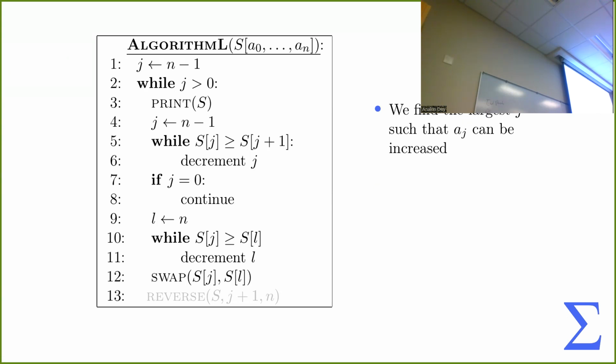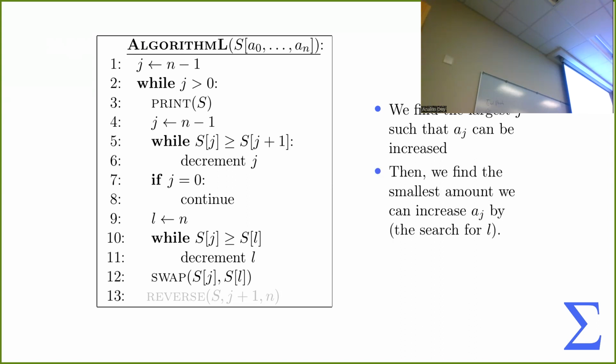So the second half, which is the bulk of the code, is searching for J's and L's. We want to find the largest J such that A sub J, the actual element that we're looking for, can be increased, that we can push it up a bit. That's what the while loop on 5 and 6 is doing. We're starting at the very end of the array, n-1, and then scanning down until this condition no longer holds, and S of J plus 1 is greater than S of J. If J equals 0, this just lets us know we've reached the end. Let's break out, continue, and end our algorithm.